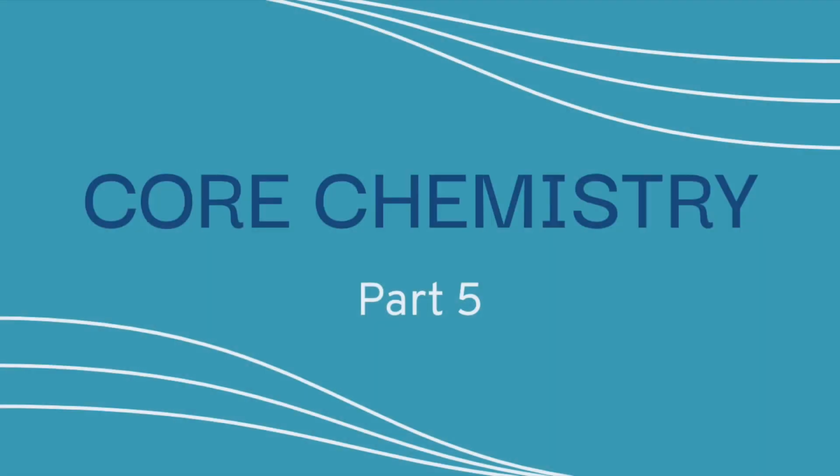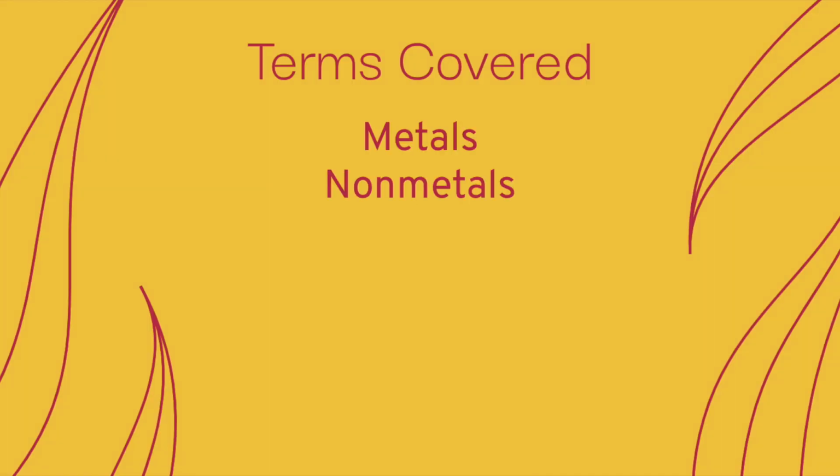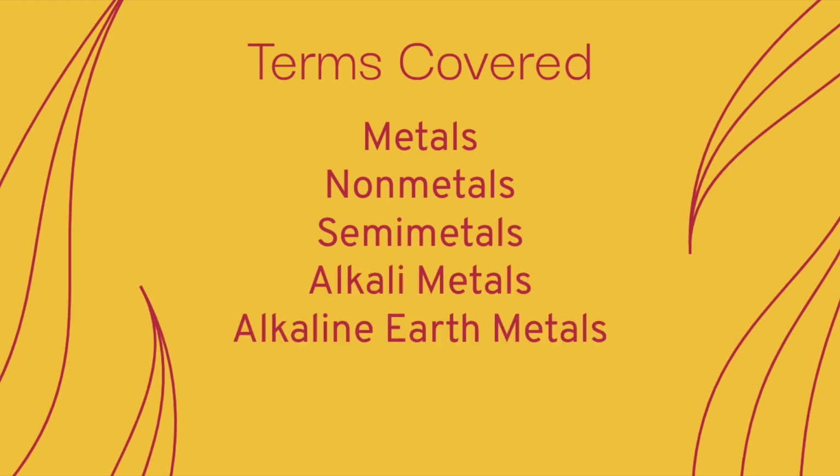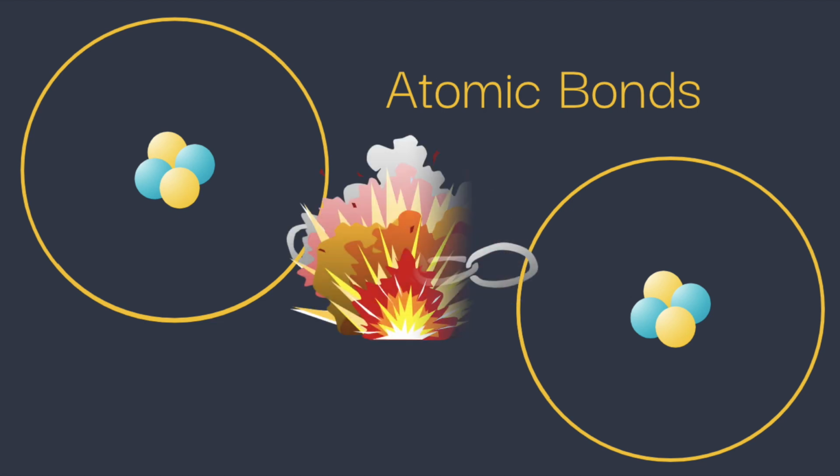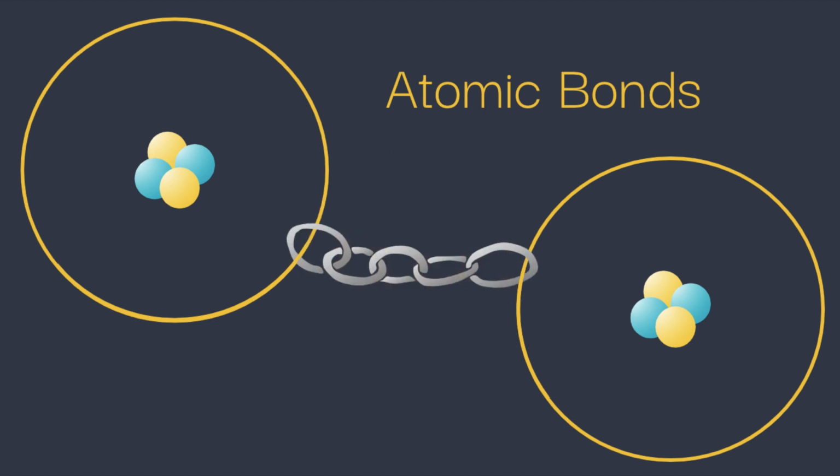Hello, this is the fifth video in the core chemistry series. In our previous video, we covered the elements and their arrangement on the periodic table into such categories as alkali, alkaline earth metals, halogens, and noble gases. In this video, we will discuss atomic bonds and how reactions between elements create these molecules and compounds.